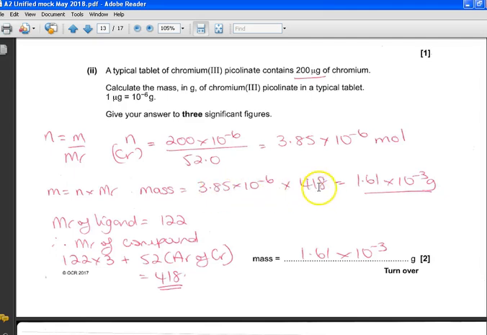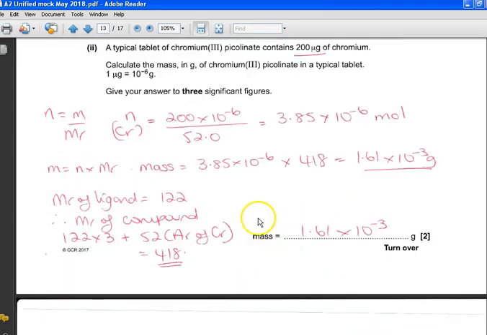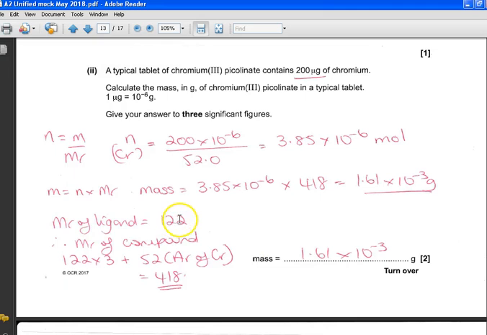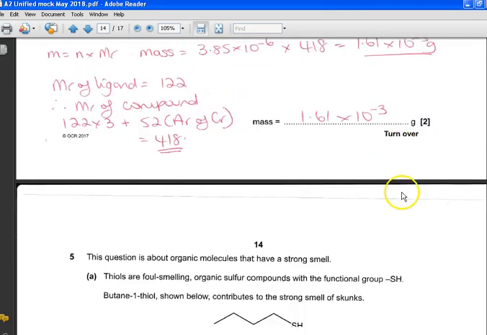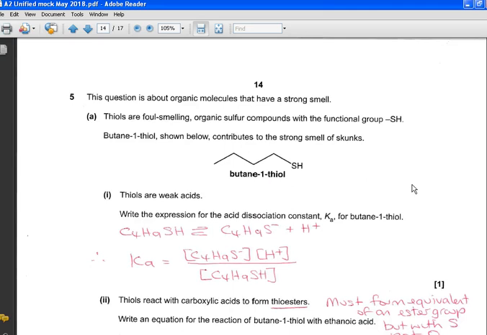You can work out the molar mass of this compound. It looks a bit tortuous, but it's not actually that bad. If you work out the molar mass of one of the ligands and multiply that by 3, and then add the atomic mass of chromium to it, it's 418. So once we've got our moles and our molar mass, we can work out what the mass of this substance in this tablet is. Pretty straightforward: moles times molar mass. Don't be put off just because it's an unusual looking molecule.